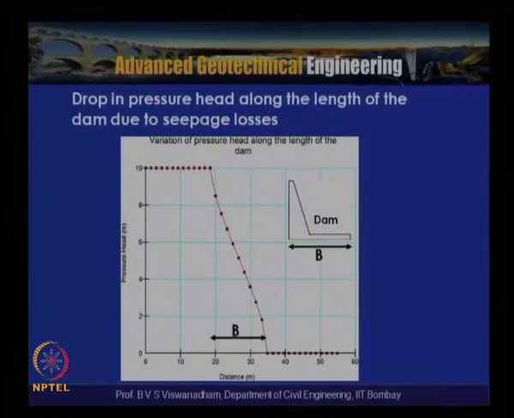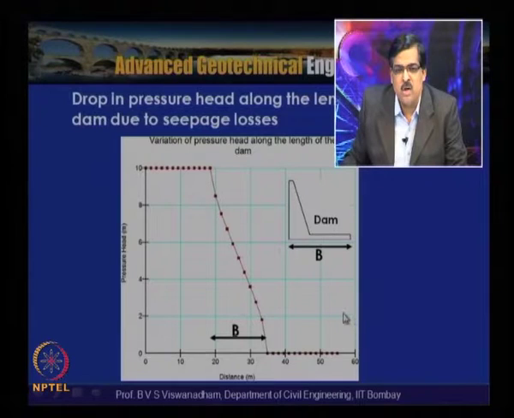And now for the same problem, the drop in the pressure head along the length of the dam due to seepage losses can be seen here. So B is the breadth of the dam, and you can see how, as the water flows from the upstream end to the downstream end, the head of water is dropping along those equipotential lines, which are actually shown.